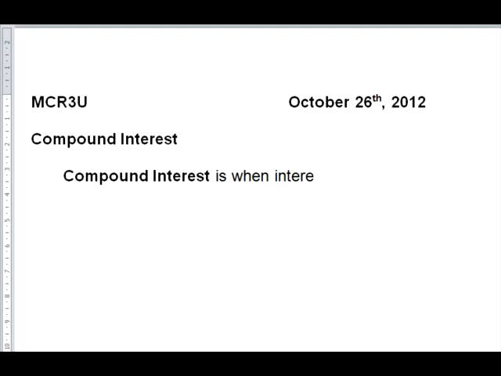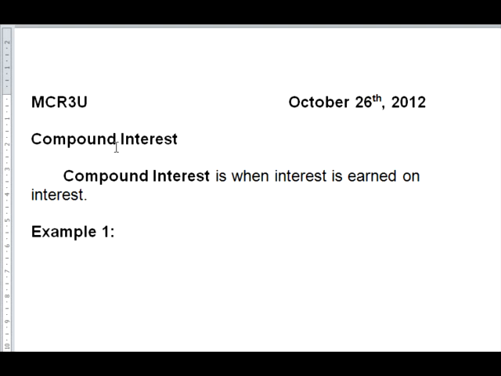Okay, so simply enough, we'll say that compound interest is when interest is earned on interest. So instead of just you earning interest initially, it's going to be earned again and again and again. This is one of the main applications of exponents. Exponents, just remember, repeated multiplication.